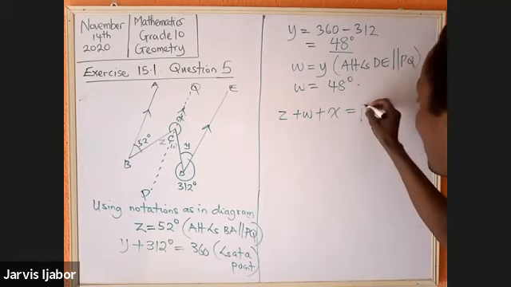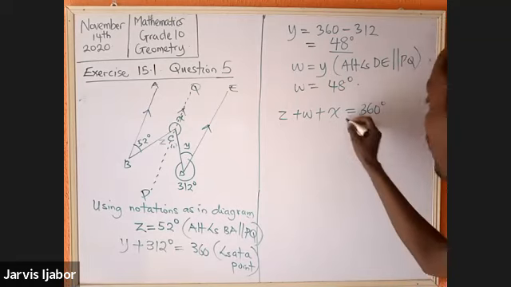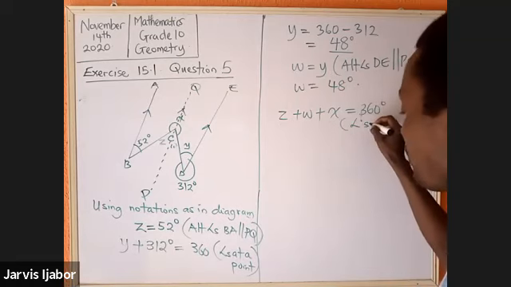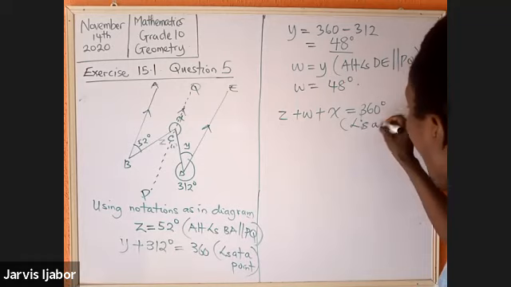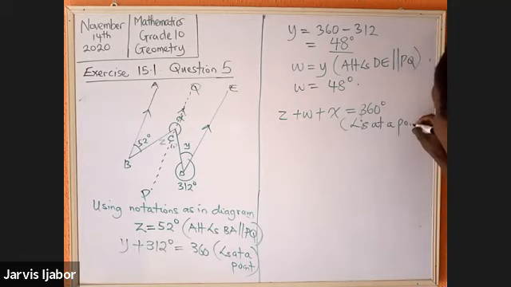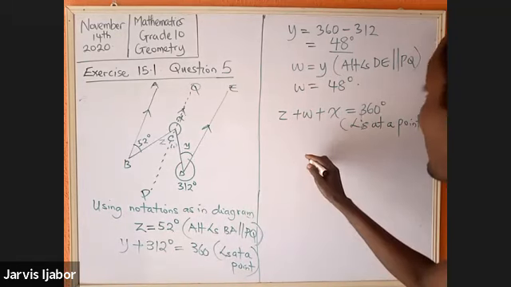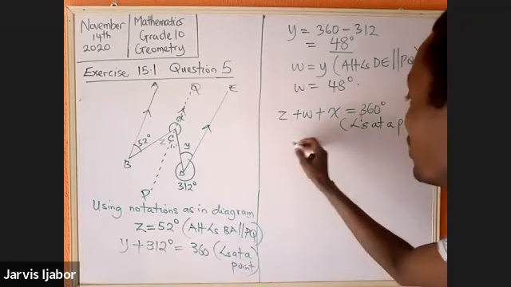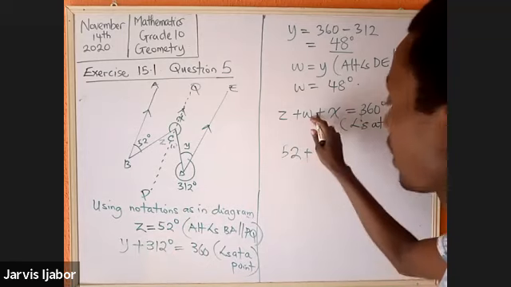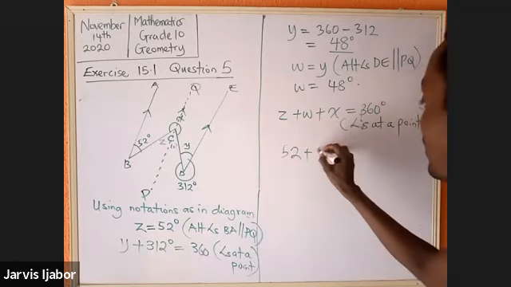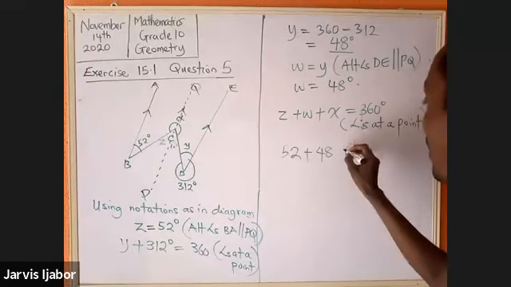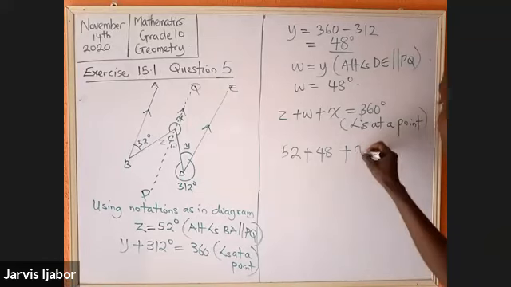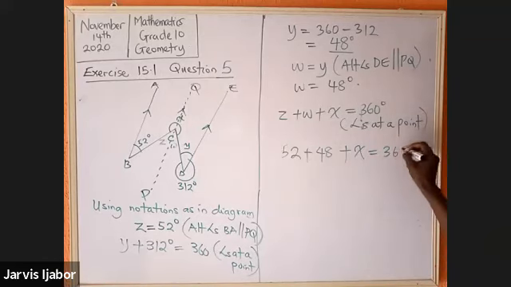to 360 degrees. And what's the reason for that? Angles at a point. Angles at a point is what? 360 degrees. What is Z? Z is 52 degrees. What is W? W is 48 degrees. Plus what? X. And that will be equal to 360 degrees.